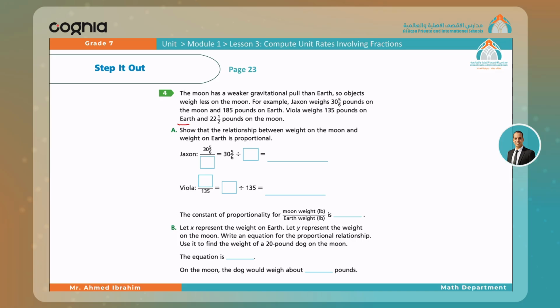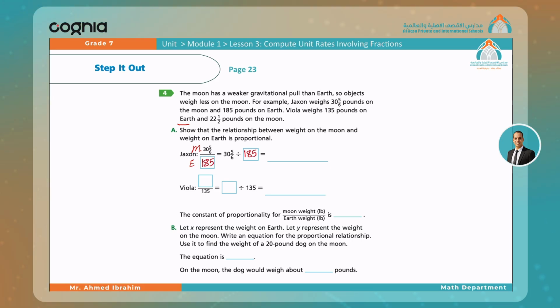So in order to say that the relationship is proportional, the two ratios for Jackson and Viola must be the same. So for Jackson, it's 30 and 5/6 pounds, and this is on the moon, to 185 pounds, and this is on Earth. Okay, so let's divide these two numbers. So 30 and 5/6 divided by 185.